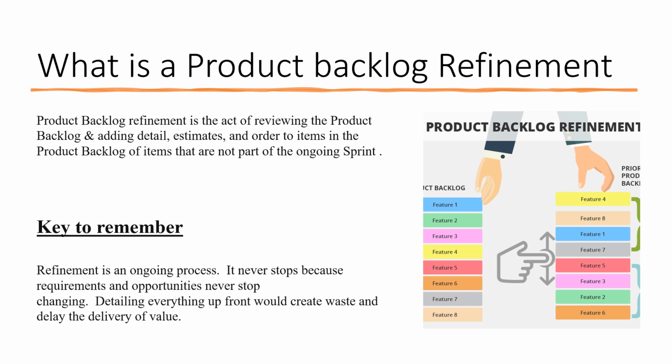So the key to remember: refinement is an ongoing process, but not for the ongoing sprint. It never stops because requirements and opportunities never stop changing. Detailing everything upfront would create waste and delay the delivery of value, so you don't want to detail everything upfront. The product backlog is always emerging. In Scrum and Agile, we can expect changes at the last minute as well, right? So this is one point. Okay, so moving to the next slide.